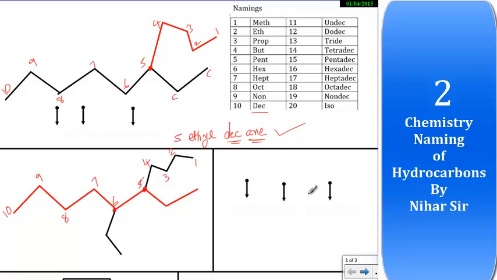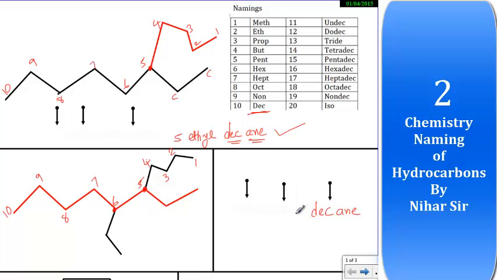So what will I use? I will use ane. ane is for single bonding, so since there is single bonding, I wrote suffix ane. Now how many carbons are there? There are 10 carbons. So again from this table, this is decane, and there is branching off at number 5 and number 6.